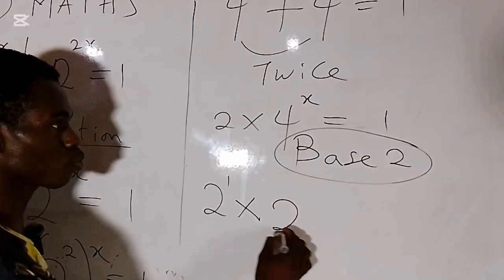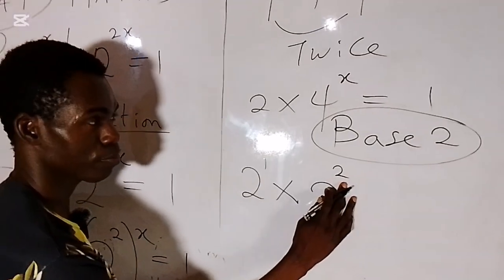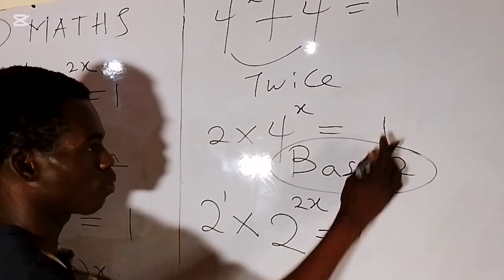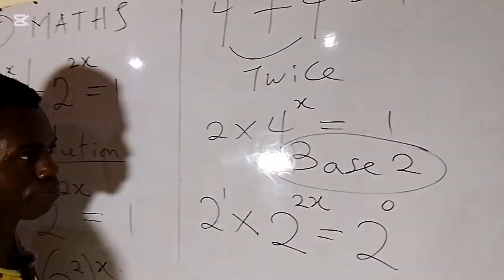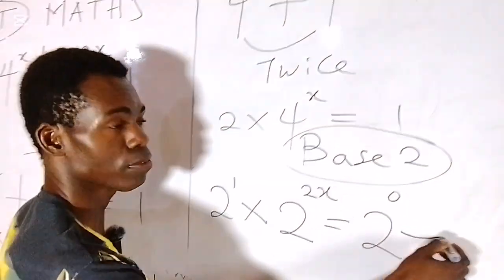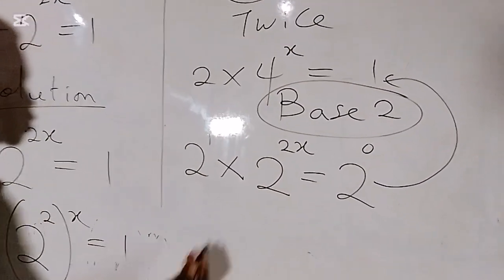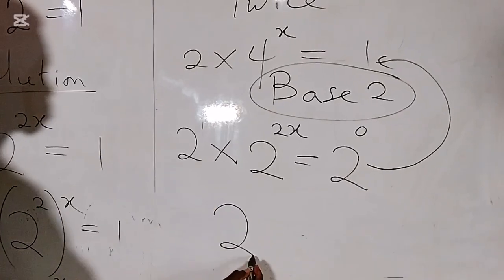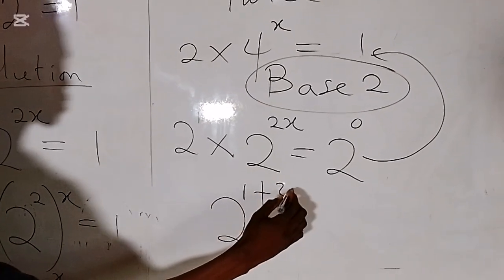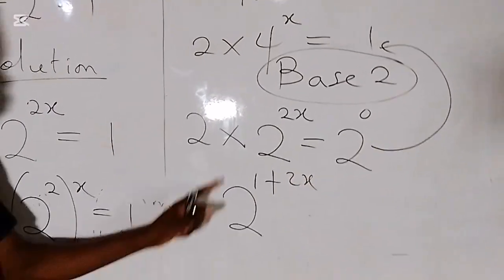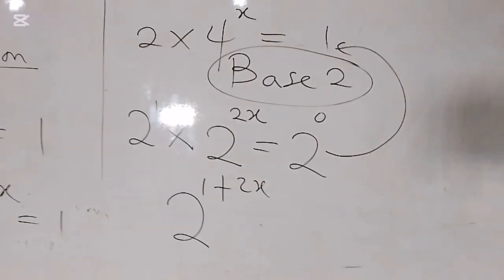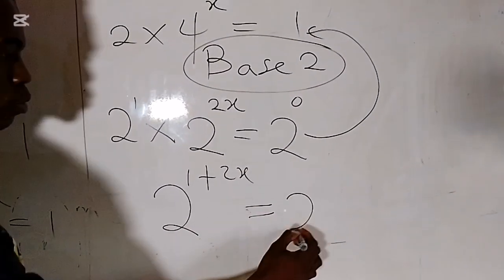4 will become 2 raised to the power 2, then x. And 1 will become 2 raised to the power 0. So from the law of indices, this is actually correct. Now from the law of indices as well, when you have the same base, you can pick one base, then you add the powers. Let me tell you why I'm adding the powers. When you multiply, you have to add the powers. And this will give you 2 raised to the power of 0.